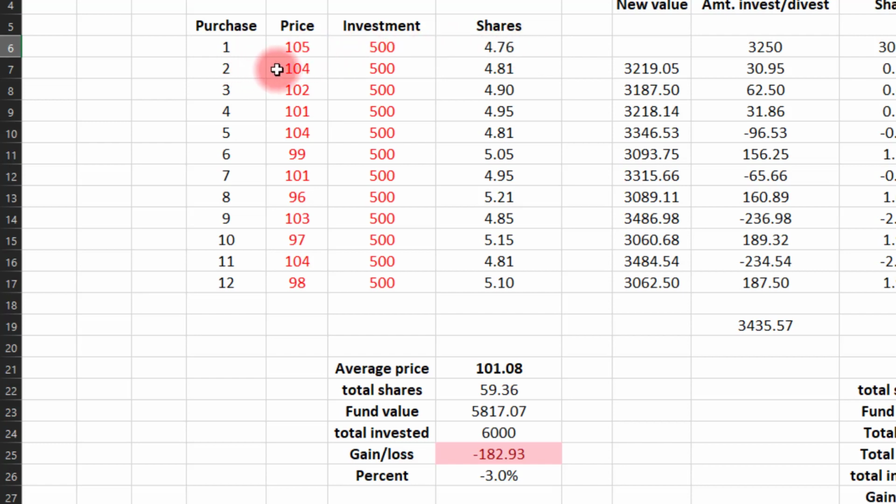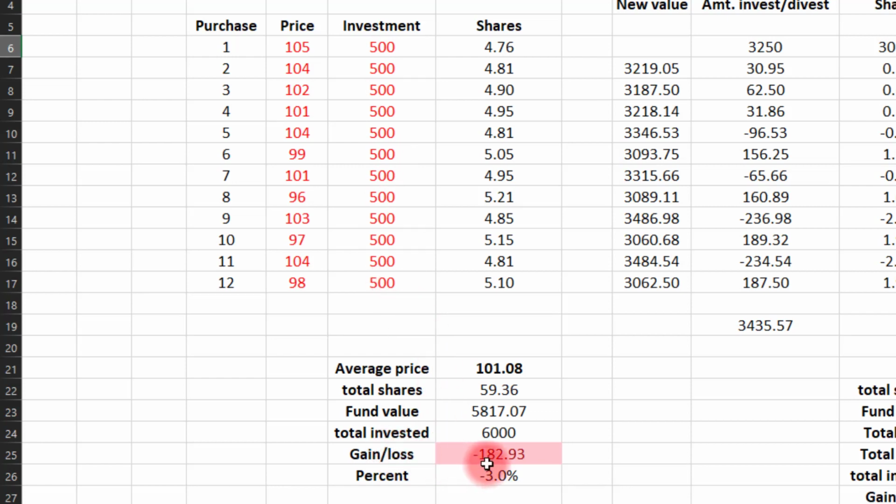Second purchase, price drops to 104. You put $500 in, and so on. Well, when you get to the end, this is your average price. These are the total shares that you've accumulated. That's just the sum of this column. You've invested $6,000. That's just the total of all of the money you've put in. And here's your gain and loss.